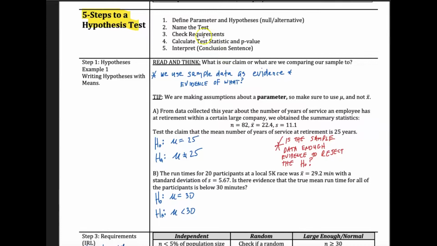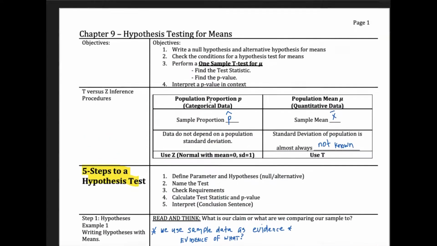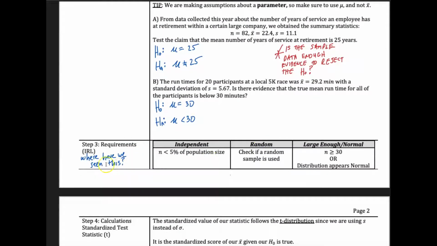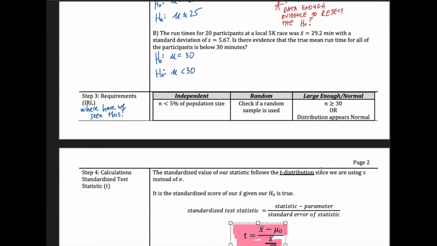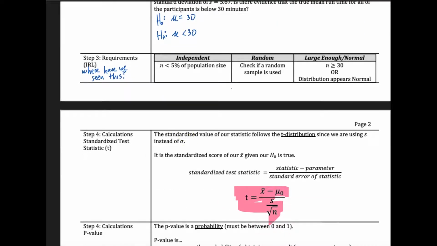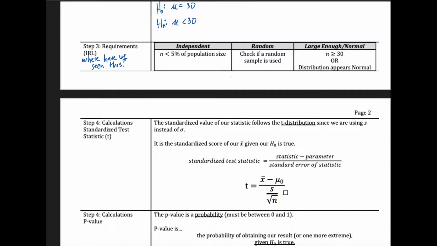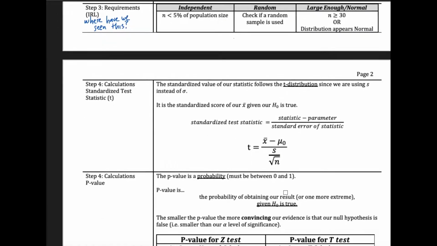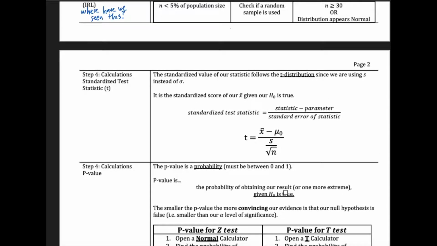Step 2 is naming the test. In this case, again, we're going to be running a one sample t-test. Step 3 is the requirements. We've seen this before: independent, random, large enough. You should be familiar with that since we've had to deal with that in confidence intervals. We had to check if we meet the requirements to run a confidence interval, and confidence intervals and hypothesis tests are linked.